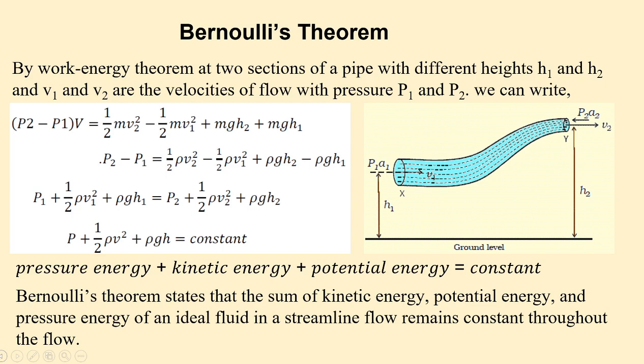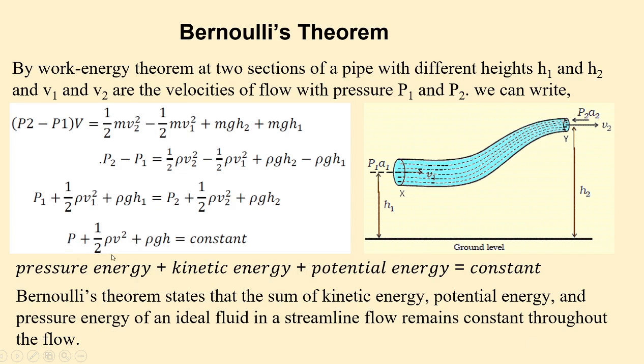Okay, so the sum of the pressure energy, kinetic energy, and the potential energy is equal to a constant. So we can have the statement of Bernoulli's theorem, that is the sum of kinetic energy, potential energy, and pressure energy of an ideal fluid in a streamline flow remains constant throughout the flow. So you can see this Bernoulli's theorem is in accordance with the law of conservation of energy.